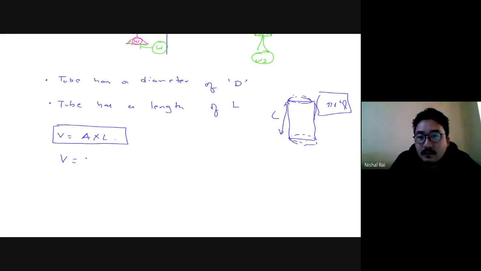If the rubber is cylindrical in shape, the volume will be what? The area of cross section will be pi r square, and length is L.